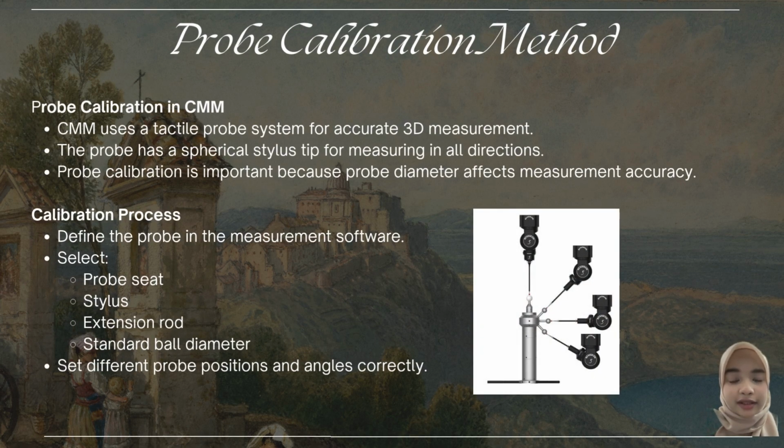Probe calibration is an important process in coordinate measuring machines, which we call CMM, because the accuracy of the probe directly affects the accuracy of measurement results. So, the probe usually has a spherical stylus tip that allows us to measure in different directions. Before calibration, the probe components such as the probe seat, stylus and extension rods, and the standard ball's diameter to measure are defined in the measurement software.